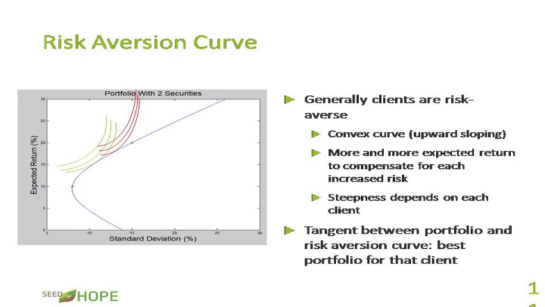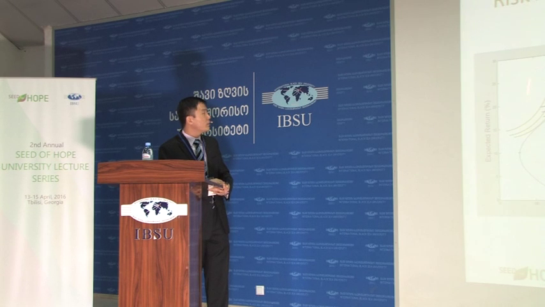This is why the client's risk aversion curve is usually very upward sloping, very convex. The steepness, though, depends on each particular client. Some clients may be very risk averse like this. Some clients may be a little bit more okay.